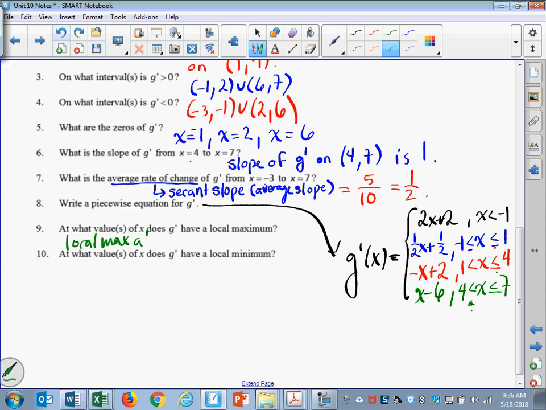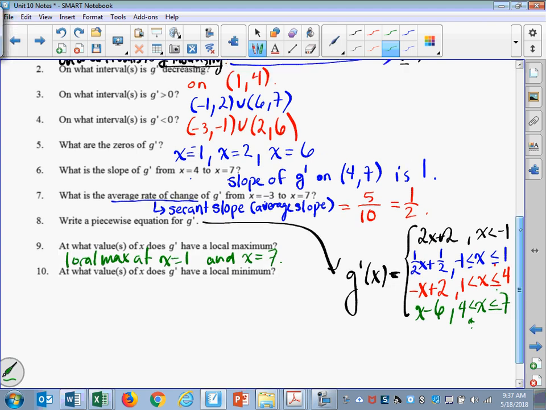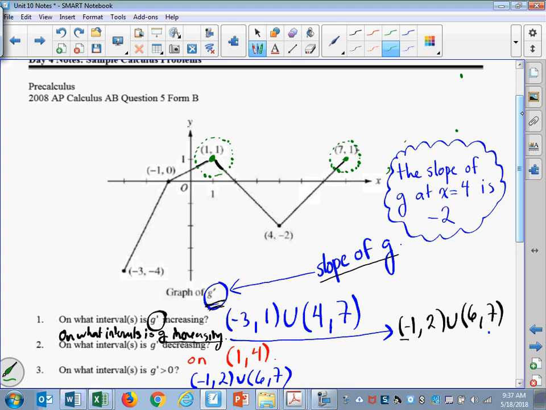They say at what values of x. They didn't ask for the value of the local maximum, which would be the height. They didn't ask how high it goes. Then they ask at what values of x does g have a local minimum? So we want to do the same thing here. Notice right here, if I do a small circle around this point, all the points on the graph are higher than that point, which tells me that that's a local minimum.